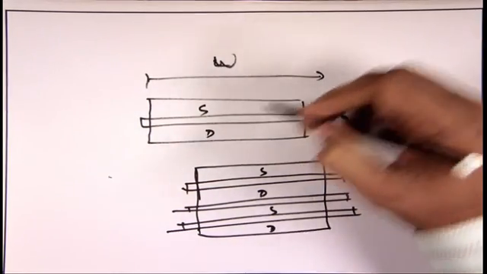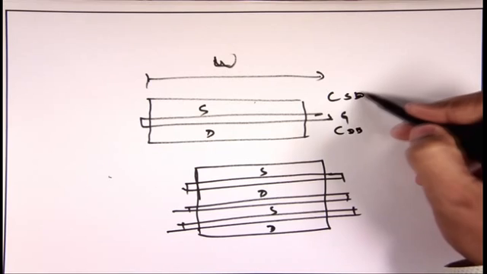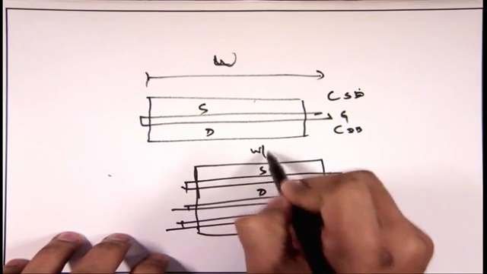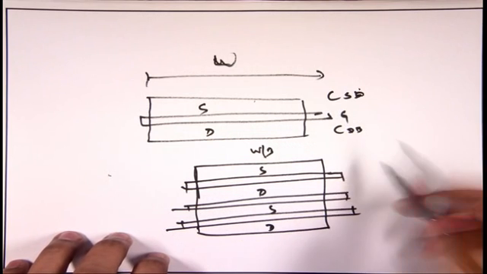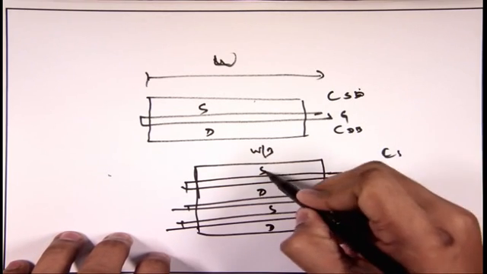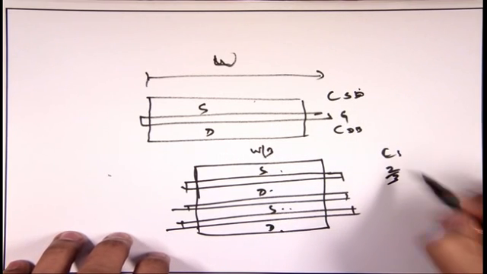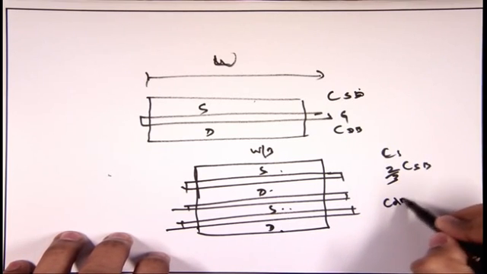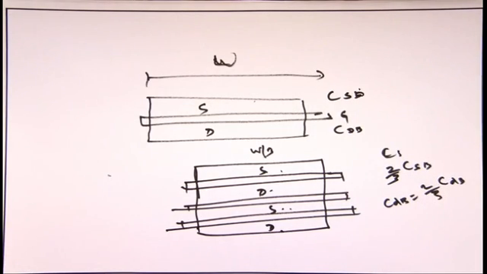So for this transistor, C source to bulk and C drain to bulk are the capacitances. See, this is W by 3. This is W, but this transistor is W by 3. So this is source, 2 sources are here and 2 drains are there, and the total capacitance is 2 by 3 CSB and CDB also 2 by 3 CDB. Is it possible or not? Why?